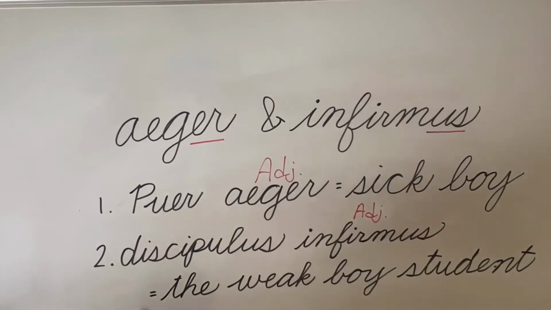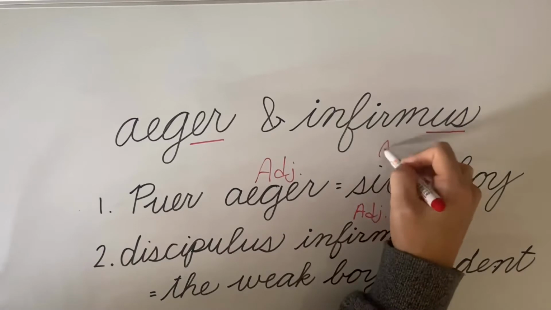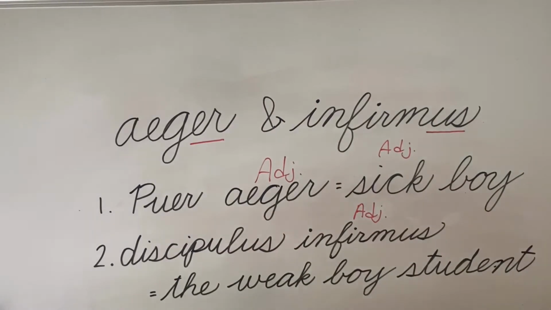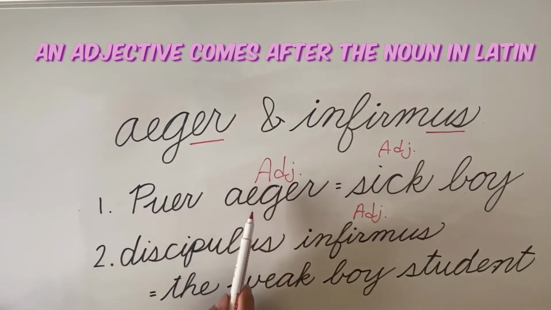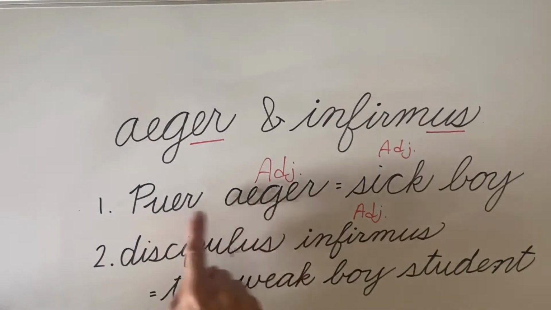Okay? And now this is an interesting thing, third grade. In English, the adjective comes before the noun. It's sick boy, not boy sick, right? But in Latin, the adjective comes after the noun. So it's puer æger. Again, discipulus infirmus. In English, it's adjective and then noun. Now you have to flip those two in Latin. Okay? And notice how it's following the subject noun ending.